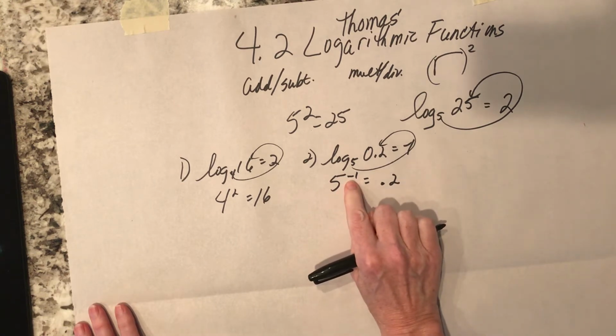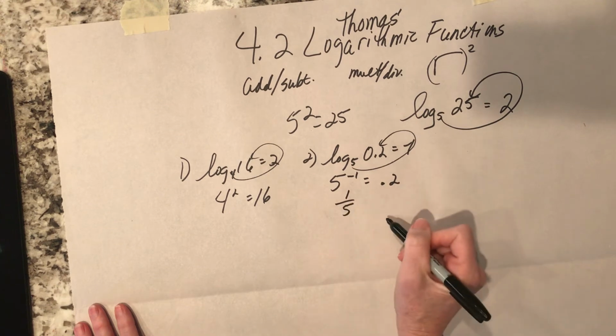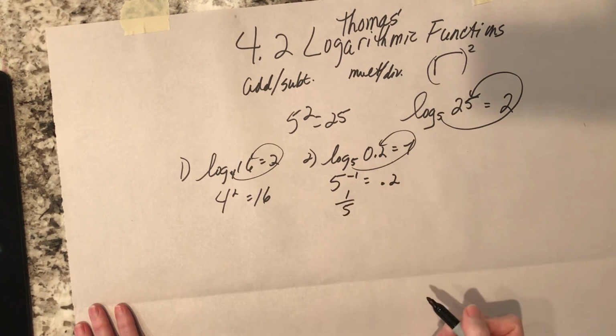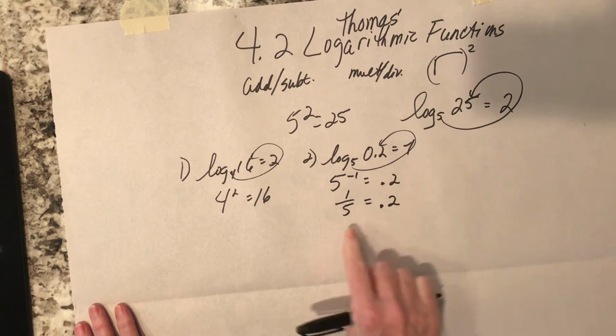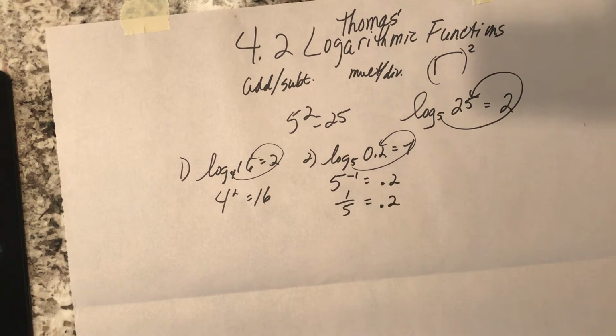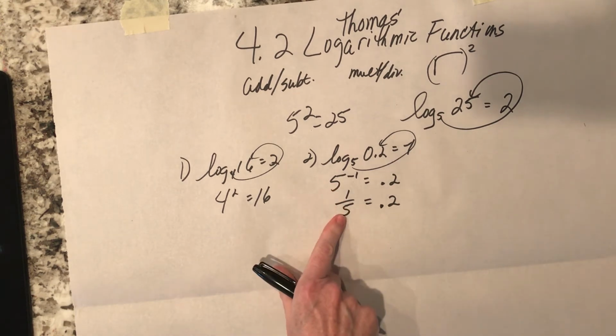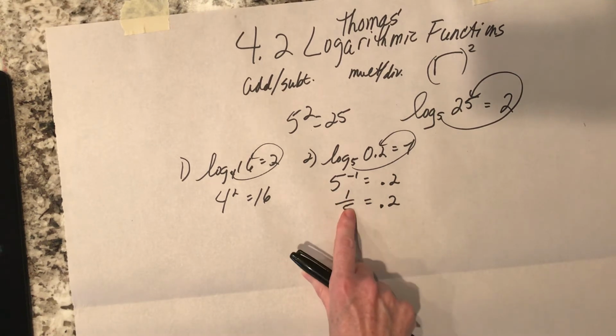Remember that negative exponent says move me, move me, move me. So let's move him down. 1 over 5 to the first, which is just 1 over 5, equals 0.2. And sure enough, this is the fractional equivalent. This is the decimal equivalent. You can check that out in your calculator. If you're not sure, you can say 1 divided by 5 will give you that. Don't use the ABC key. Use the division key. 1 divided by 5.